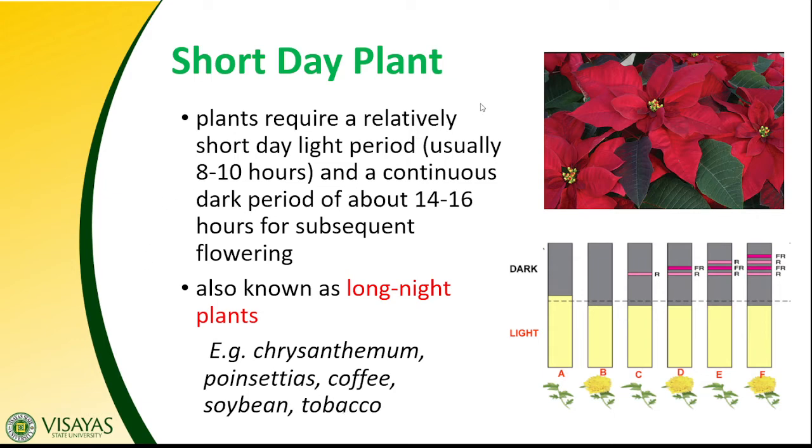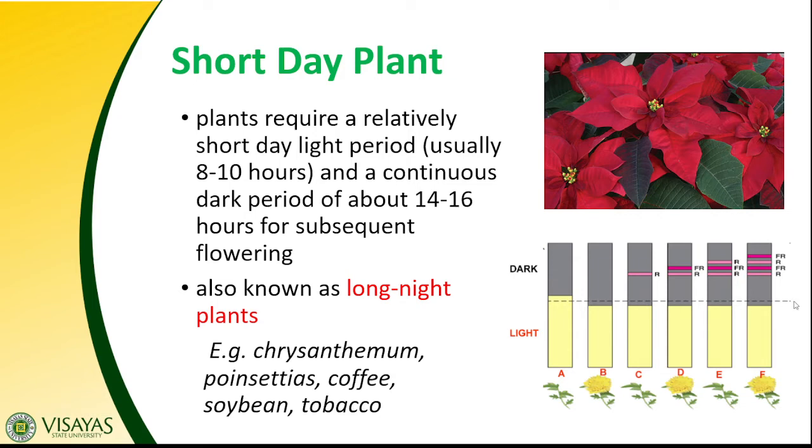The picture shown here is what? The poinsettia, or the Christmas flower. We can see this plant flowering during the Christmas season, especially approaching December and the early part of the year. In terms of its reaction on flowering or non-flowering, this broken line represents the critical day length.